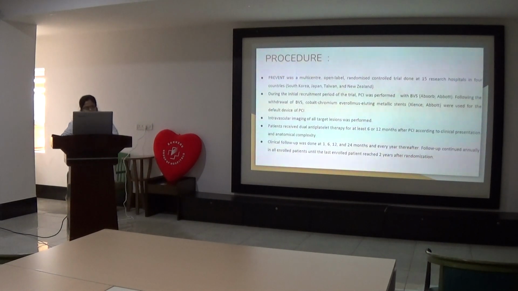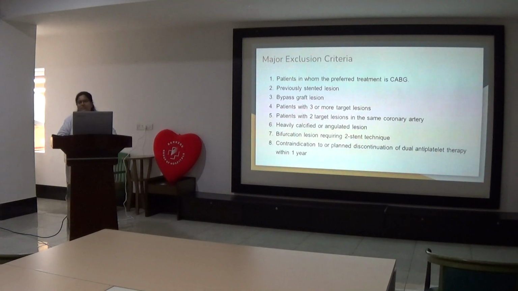Coming over to the procedure, heavily calcified lesions were excluded. If the plaque itself is heavily calcified, it won't be vulnerable. It would be more like a chronic total occlusion. So there is no point in it.